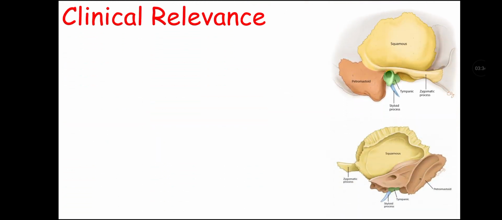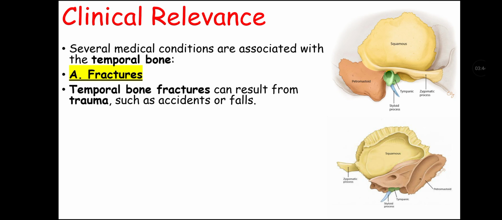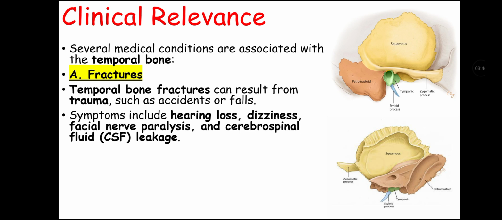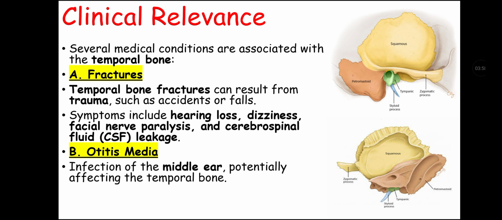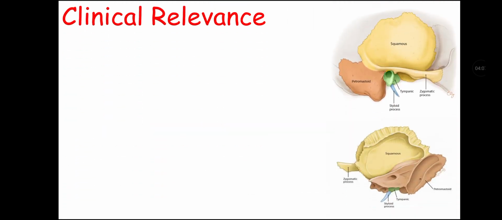Now let's talk about clinical relevance of temporal bone. Several medical conditions are associated with temporal bone. These are fractures, as temporal bone fracture can result from trauma such as accidents or falls, and symptoms including hearing loss, dizziness, facial nerve paralysis, and cerebrospinal fluid leakage can happen. Second clinical relevance is otitis media, that is infection of middle ear potentially affecting the temporal bone, and it may lead to mastoiditis, that is infection if spread into the mastoid air cells.